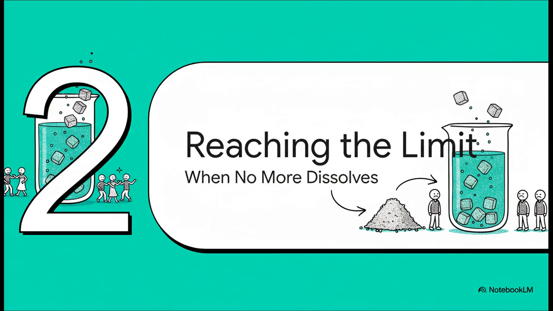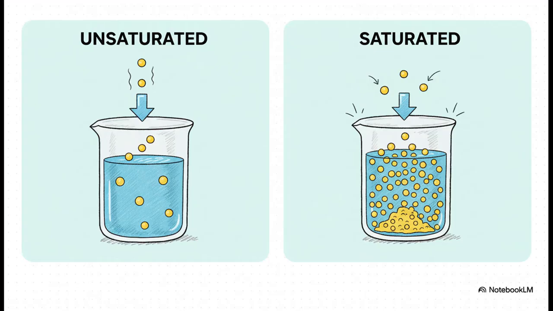So what happens when that molecular dance floor gets a little too crowded? A solution basically has two main states. When you first start adding sugar to your tea and it disappears right away, you've got an unsaturated solution. There's still plenty of room on the dance floor, but once you hit that point where no more sugar will dissolve, no matter how much you stir, that's it. You've created a saturated solution. The solvent is totally full.